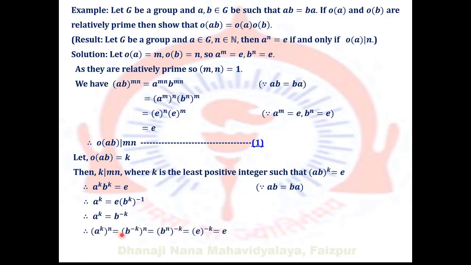Now take the n-th power on both sides. So therefore (a^k)^n is equal to (b^(-k))^n. That is nothing but equal to (b^n)^(-k), but b^n is equal to the identity element. So this is equal to e^(-k), that is equal to e. So from that we get a^(kn) is equal to e. So by that result we have the order of a divides kn. But the order of a is equal to m, so m divides kn.